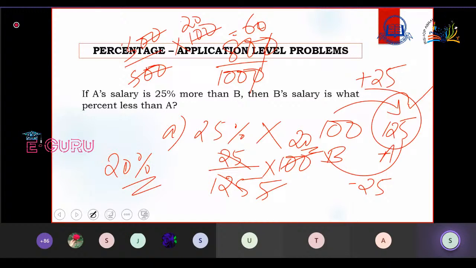Same thing I applied here also. For 125, 25 is reducing. So for 100, what will be the impact? Just multiply with 100. So you will be converting this to percentage. That's it.